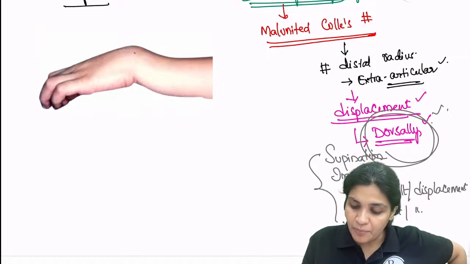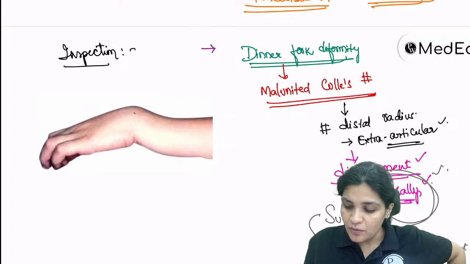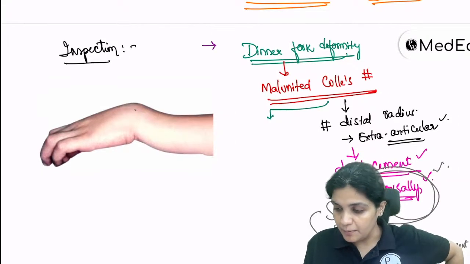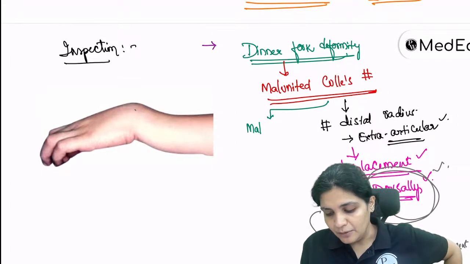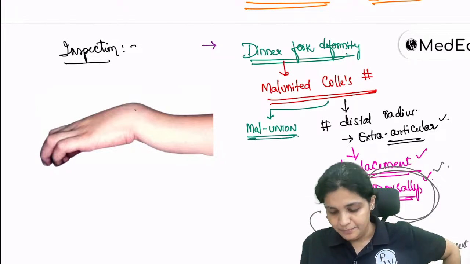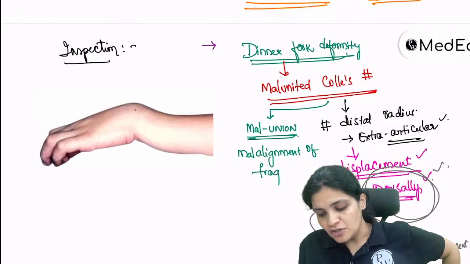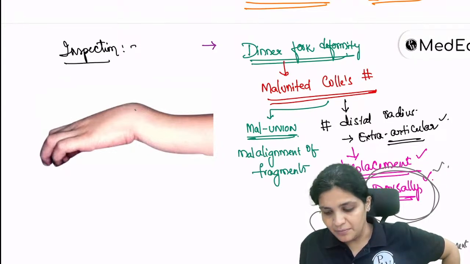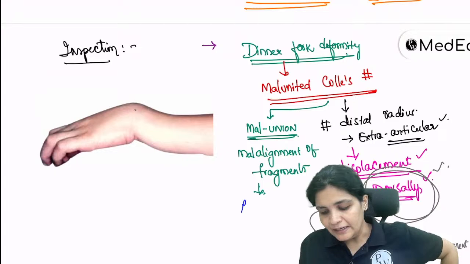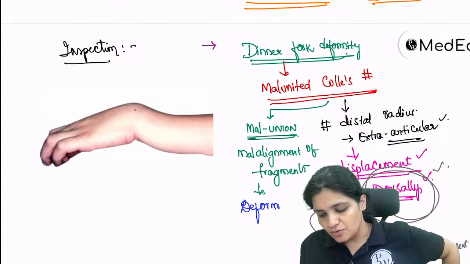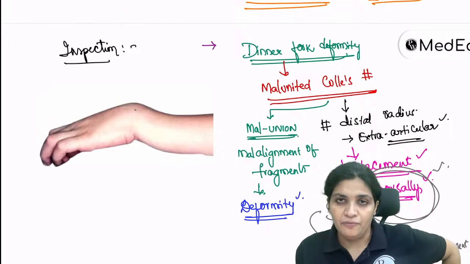Now what is the most important thing in this Colles fracture? Whenever it is not treated properly, it will result in malunion. What is malunion? Malunion means there will be union, but the alignment is not proper. So there will be malalignment of the fracture fragments. Whenever there is malalignment of fragments, it will always result in a deformity, right? This deformity, as we explained, is the dinner fork deformity.